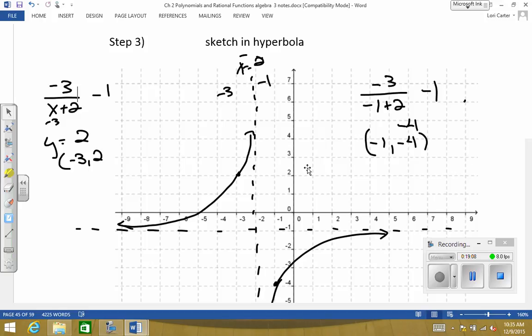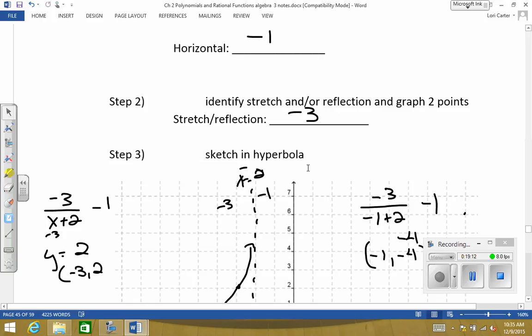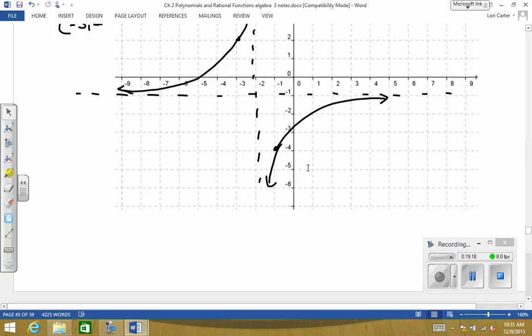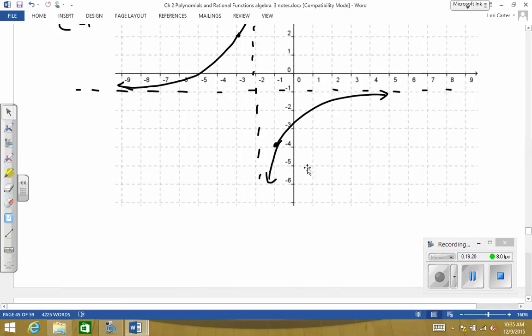How'd you know it was -3? Because on the top here, this is a -3 over something, that's your stretch and your reflection. So if you look, when we graph, usually the other one is 1, 1, right? This one here's down 3. I'm kind of confused, okay? We don't do these very often.